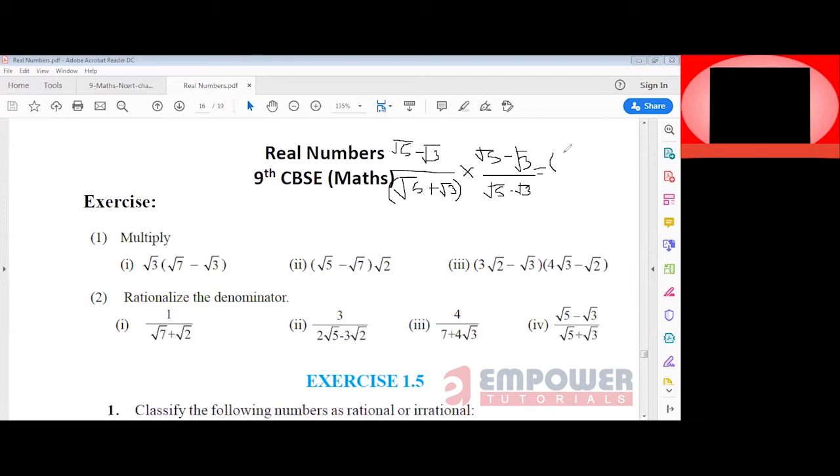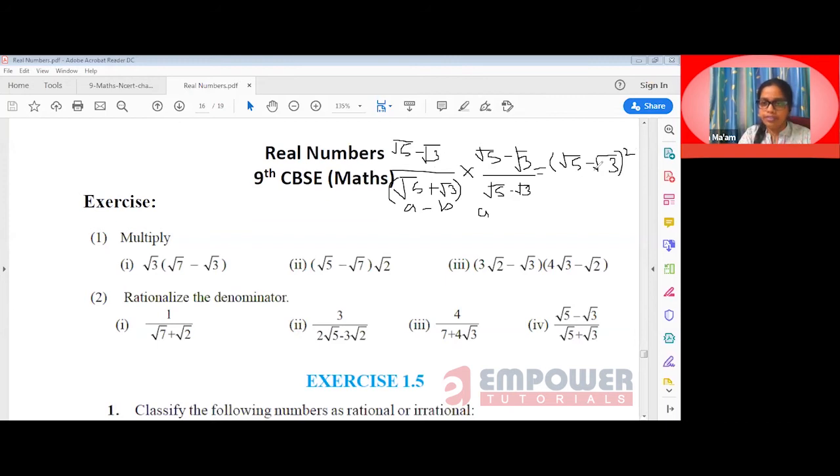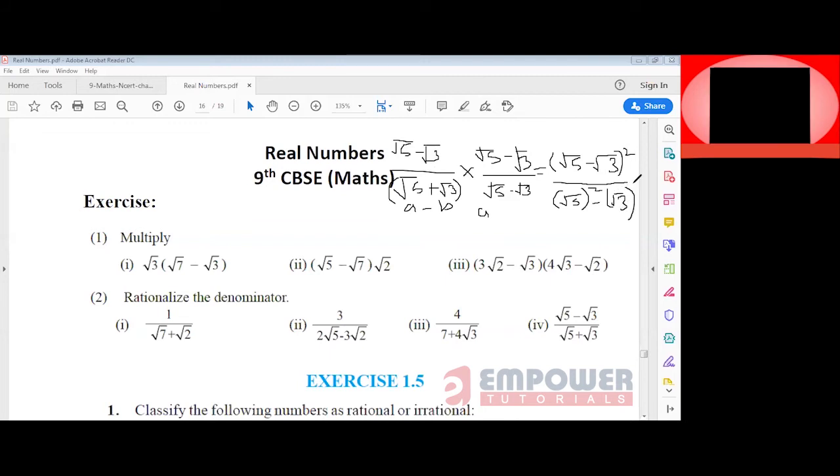Ma'am, the next step, the numerator will be root 5 plus 3 upon... The numerator will be root 5 minus root 3, no? Because you have this a minus b form, no? And yes, this is minus root 5, so minus root 3. And the denominator, bracket square, and the denominator will be root 5 square minus root 3 square. Very good. In the next step, root 5 minus 3 upon 5 minus 3.